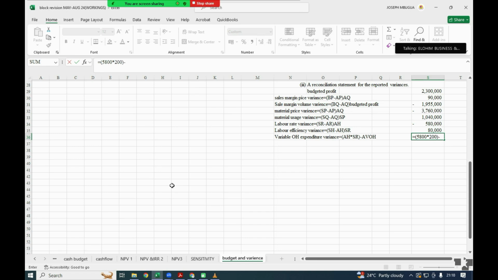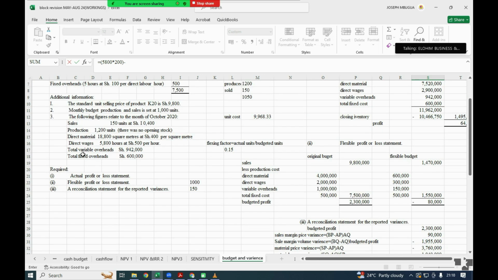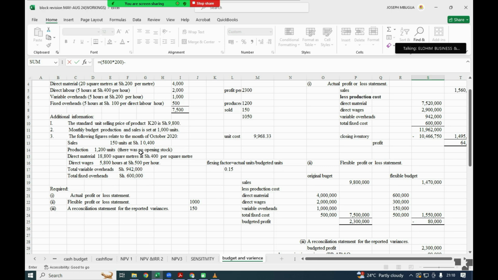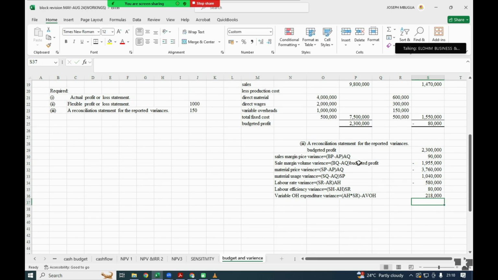And our actual variable overhead, this one that we had here, 942. You can just minus from that point. You'll get a favorable variance again of 218, which was favorable, meaning the actual was less than what we had budgeted. The actual in standard was more than the actual variable overhead.